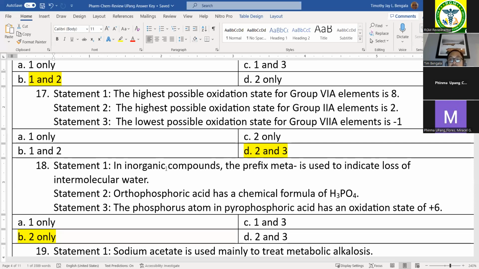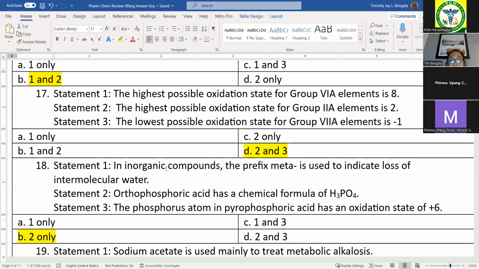The highest possible oxidation state for the group 2 elements is 2. So that is correct. So ito na yung highest, that's 2. Okay, or 2 na not indicating in sign. So we will assume na it's positive. So 2 yung highest for group 2A because it can lose up to 2 electrons.